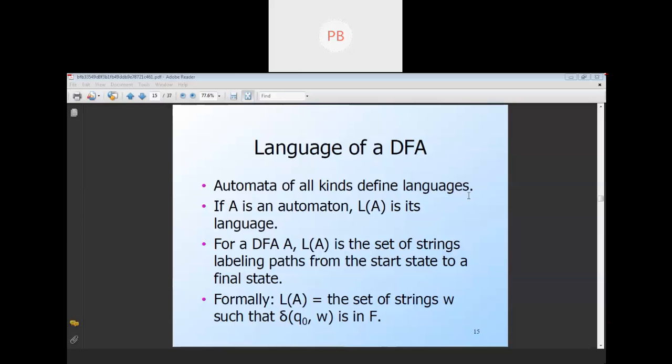Formally, L of A equals the set of strings W such that the transition function... I have already unlocked Nilton. Ask him to join. Okay.